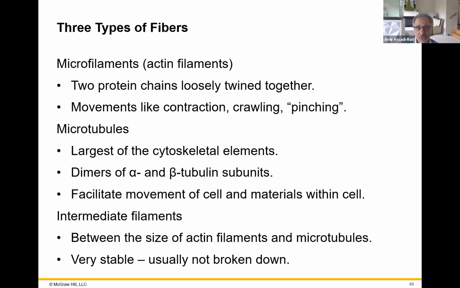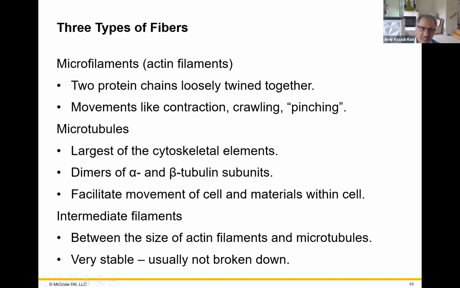Then you have microtubules, the largest of the 3 types. Largest of the cytoskeleton elements, dimers of alpha and beta tubulin subunits, and they facilitate movement of cells and materials within the cells. They act like a radar track. So the vesicles, this is a vesicle transporting materials. It moves on these microtubules.